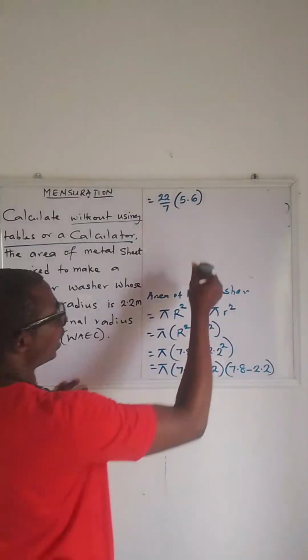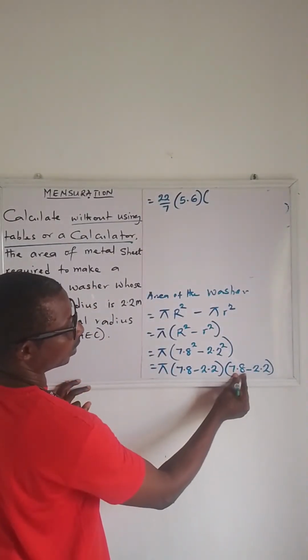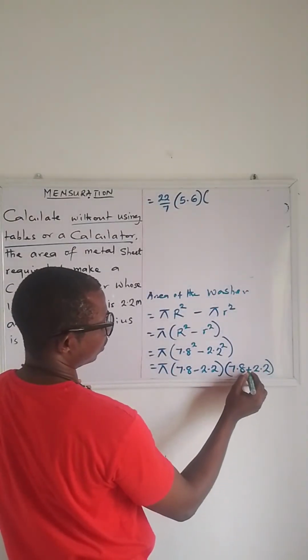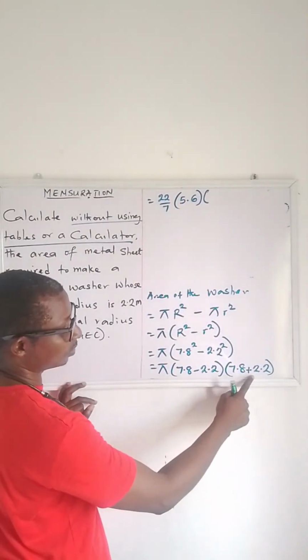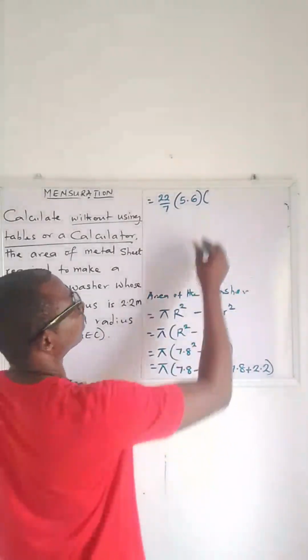Now, the next one, let's take away 2.2 from here. So we have 5. Now, this is supposed to be addition. Sorry, this should be addition. This is subtraction, this is addition. So we are adding. When you add this together, what do you have? You have 10.